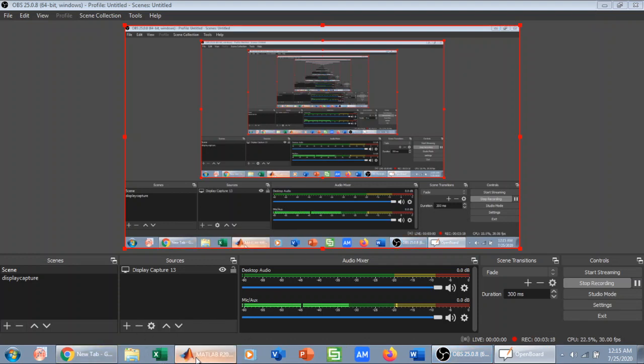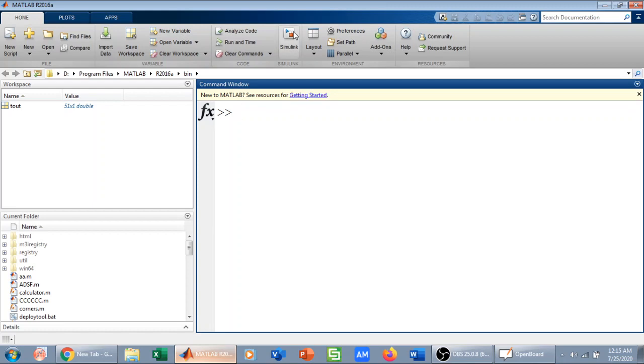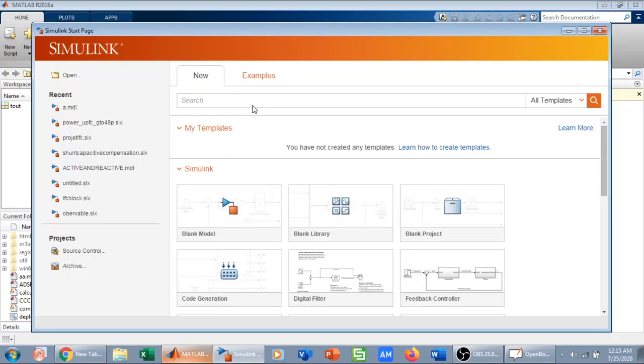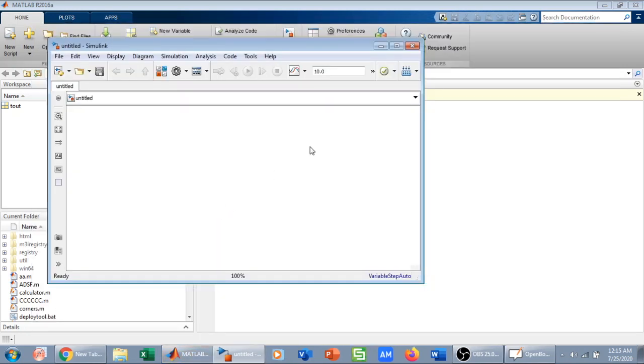So I will go to MATLAB. Again I can open Simulink by typing Simulink or typing new blank model. I will select it because I am creating a new model. So there is my Simulink model.